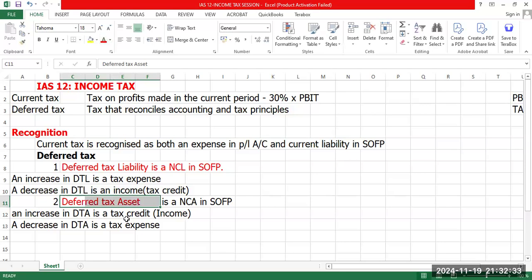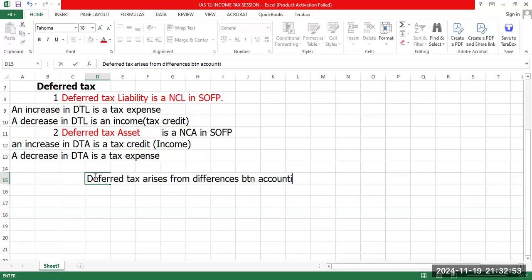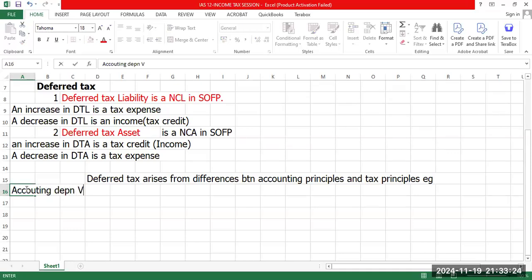Okay. But to make it clear, to remove the confusion, just understand that deferred tax arises from differences between accounting principles and tax principles, for you to understand it clearly. For example, talk about the accounting depreciation versus the tax depreciation.